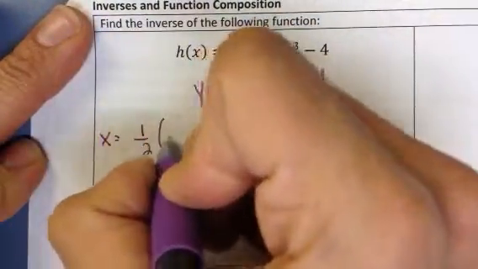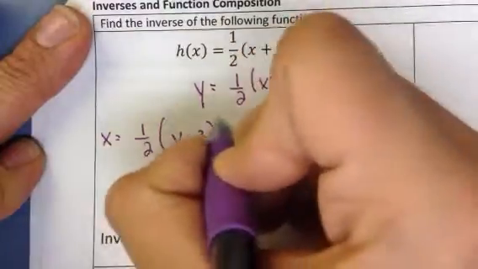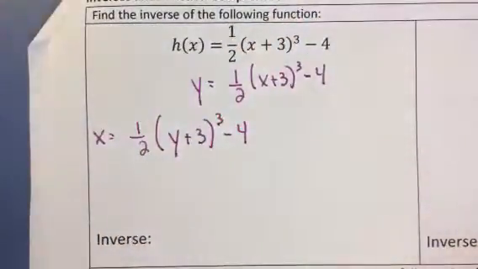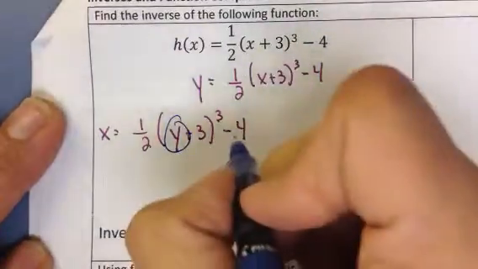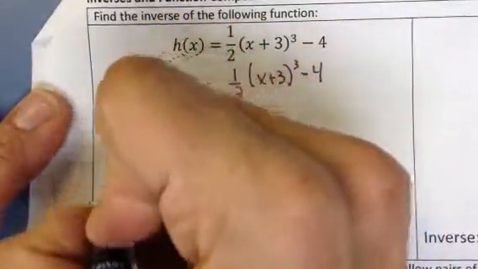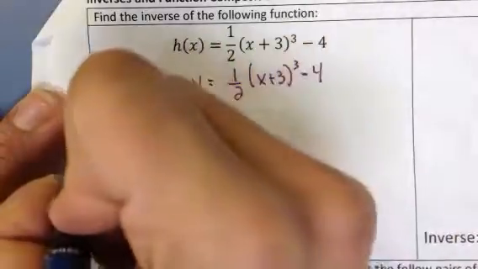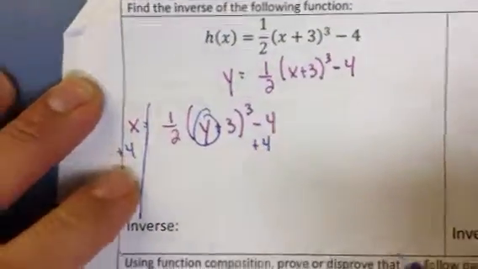And my job now is just to solve for y, get y by itself. So you are working backwards in the order of operations. So the first thing I'm going to do is add 4. So on this side, I'm just going to have x plus 4 now.